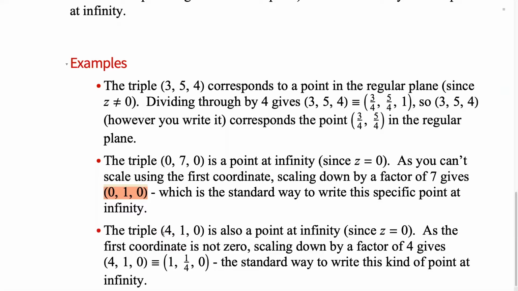Finally, if you have the triple (4, 1, 0), that's also a point out at infinity because the z value is 0. As the first coordinate is not 0, we can use that for scaling. So multiplying by 1/4, or dividing by 4, tells us that the triple (4, 1, 0) is considered the same as (1, 1/4, 0). And that's the standard way to write this kind of point that's out at infinity.